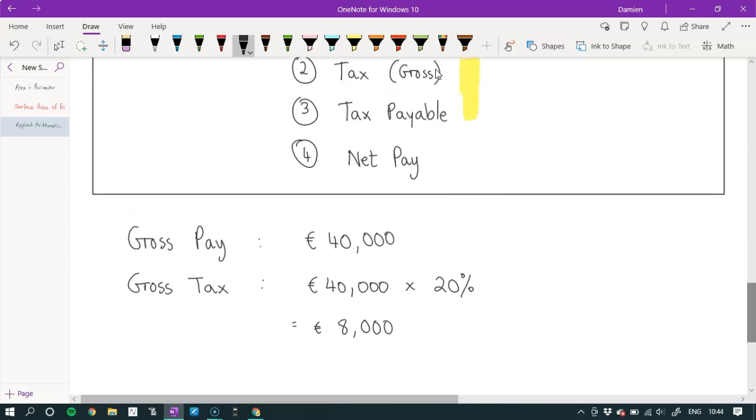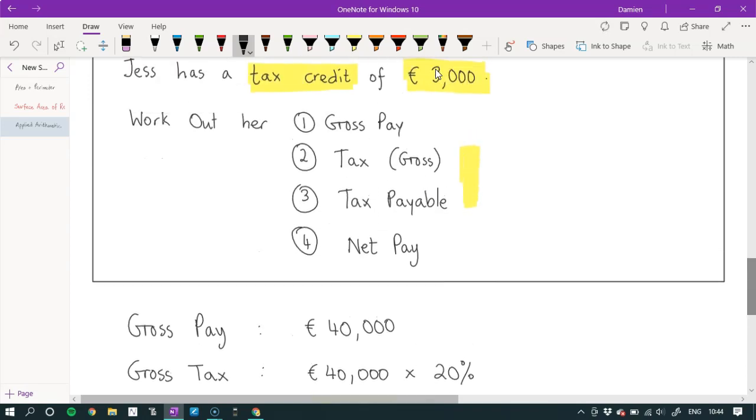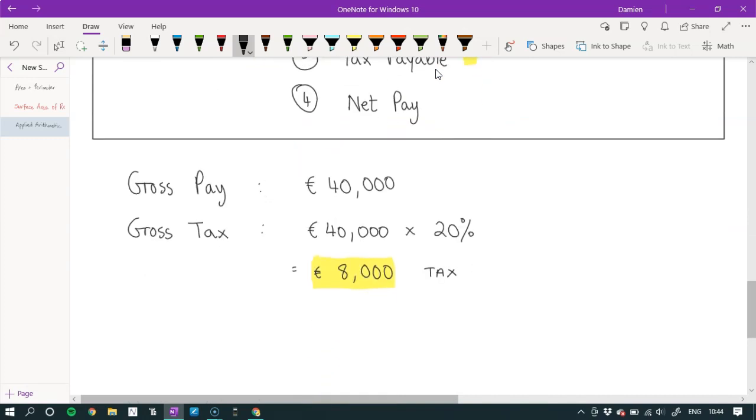So now the next thing you've got to do is work out tax payable. I'm just going to highlight this to show you what this is. So this here is her tax bill. This is what she should, according to the numbers, be paying. But then we have this thing up here called a tax credit. A tax credit is an amount of money that the government will let you away with. So basically, if your bill comes out to 8 grand, that's your tax bill, what they're actually going to do is let you away with 3,000 of it.